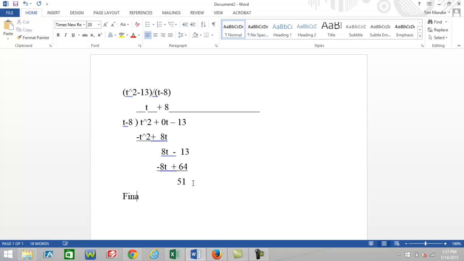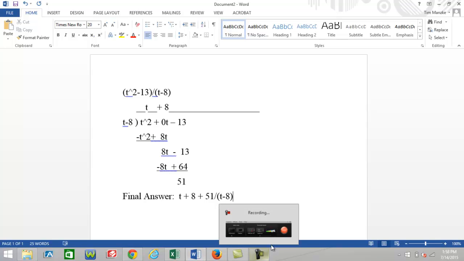So our final answer is going to be, we're going to write our quotient, t plus 8, plus the fraction 51 over my divisor, t minus 8. And that will conclude this example.